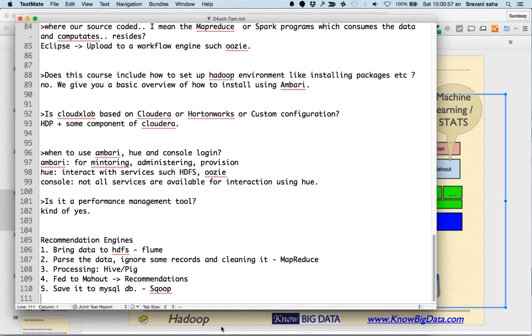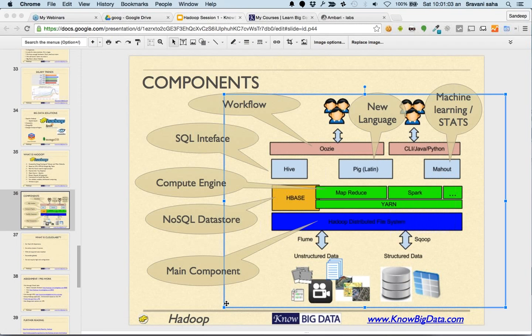and Mahout and Sqoop. Now how would you tie these things together? That's where Oozie comes into play. There's the role of Oozie here. And you can interact with all these components either using command line, using Java program, or using Python program, or using any other language for that matter.